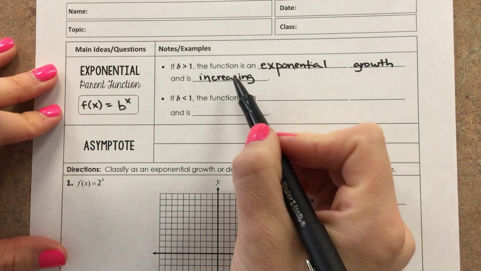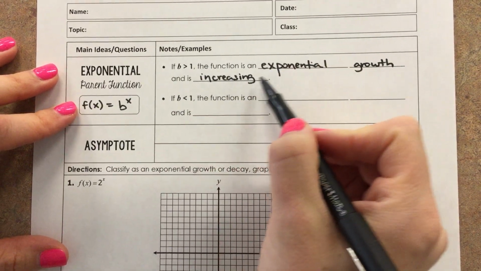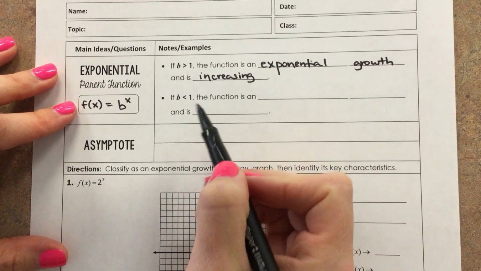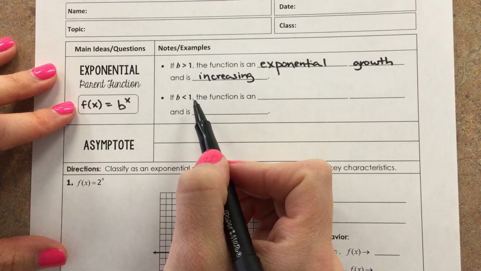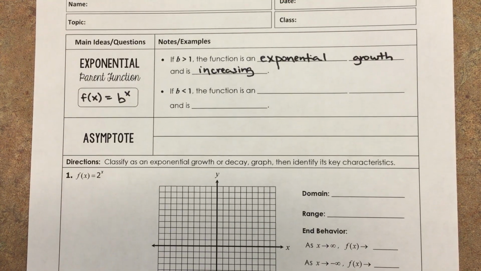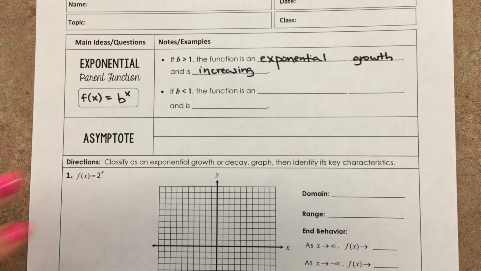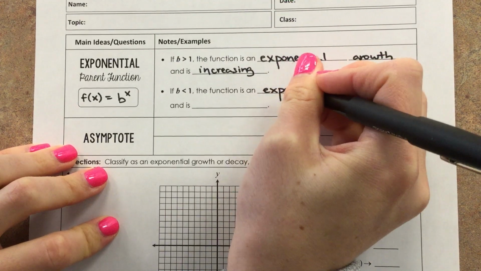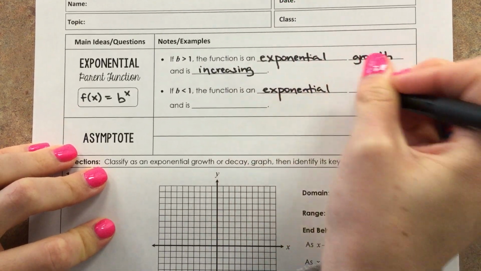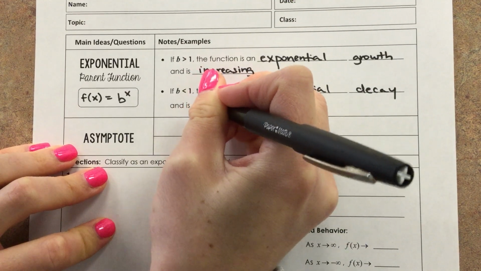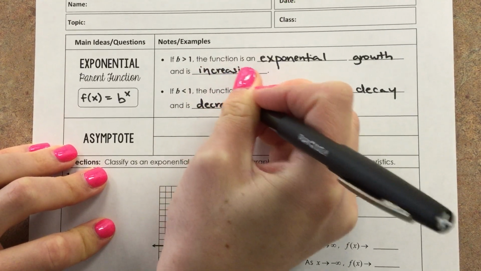Okay, so you'll see this shape that kind of drags along here and then just shoots up really fast as it moves to the right. That's what exponential growth looks like. If b is something less than 1, so I'm hesitant to say fractions because fractions aren't always less than 1, but if you have like 1/2, 1/3, 2/3, something like that, then that makes the function an exponential decay. That's what we call that, which means that the function is decreasing.